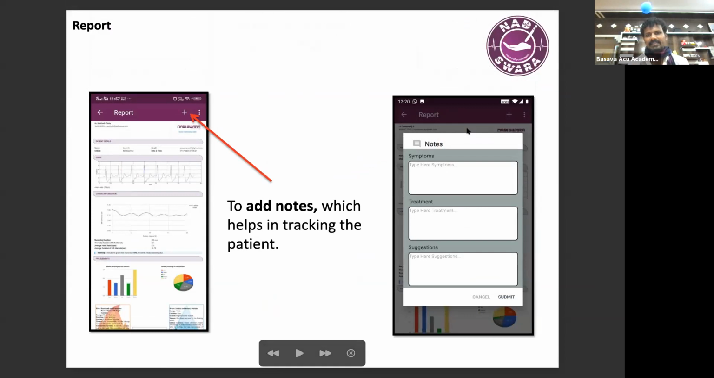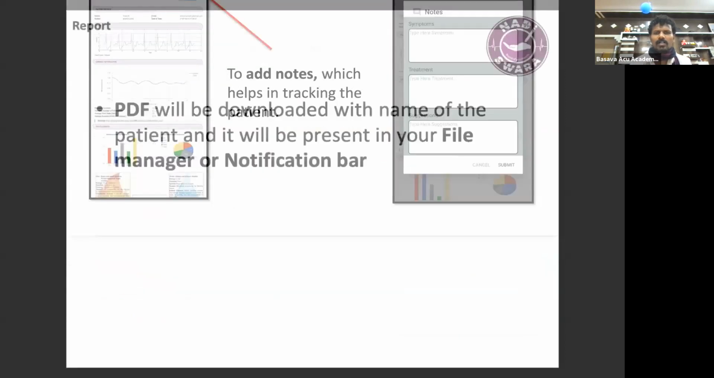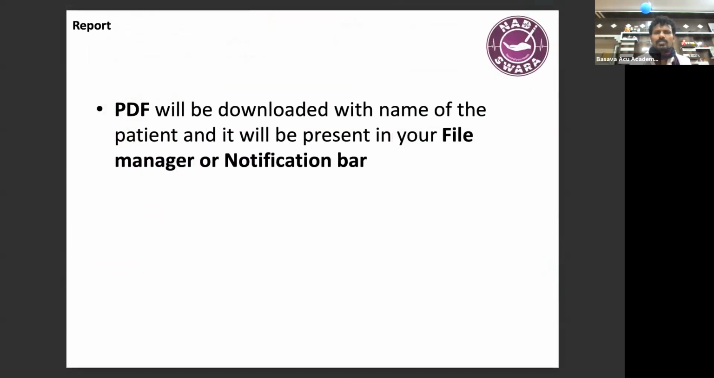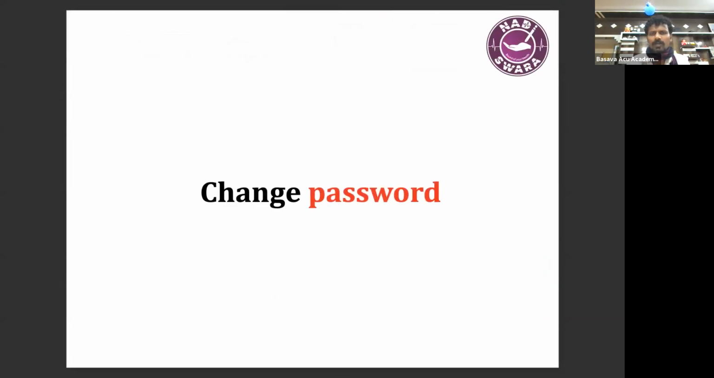So this is added. Notes you can add: symptoms, treatment you have given, any suggestions you have given to the patient, all those things. Once you download the report, the report will be present on the mobile, in the file manager, in the download folder. From there, if you want to forward it to your patient, you can forward it from your WhatsApp, Telegram or email.